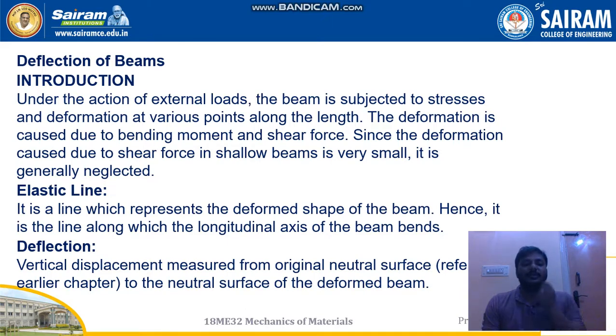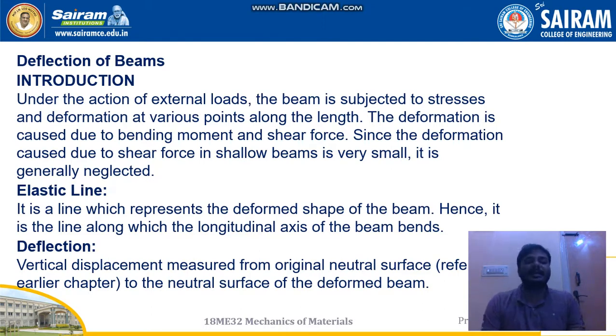See what happens when deflection occurs in hollow beams: the deformation is very small, so we are able to neglect it. But the deflection of the beam occurs because of the external loads, and the stresses and the deformation will also develop along with this external load, when we apply the load on the beams. Now next we're going to see about the elastic line.